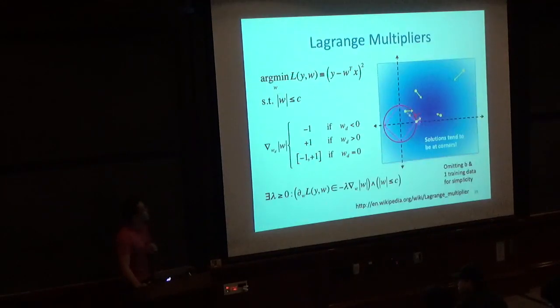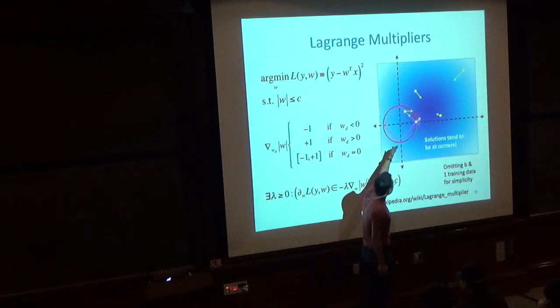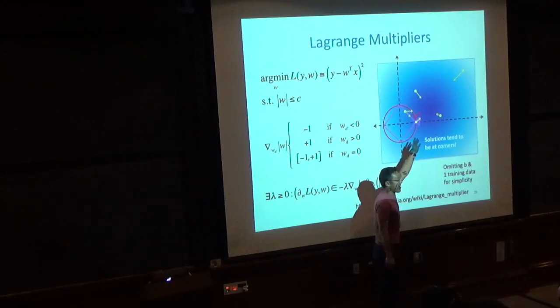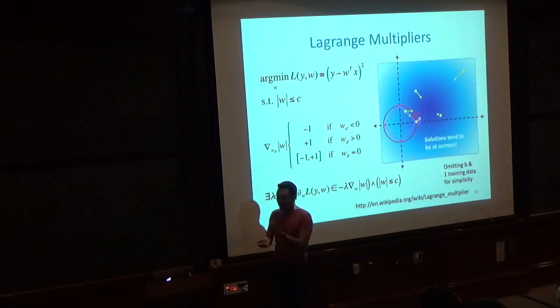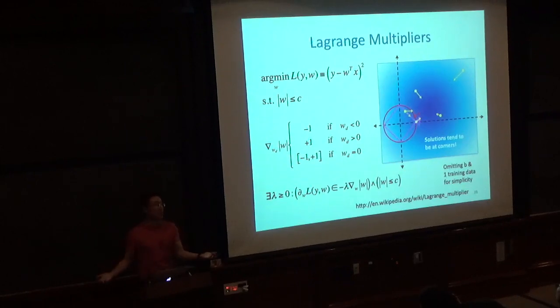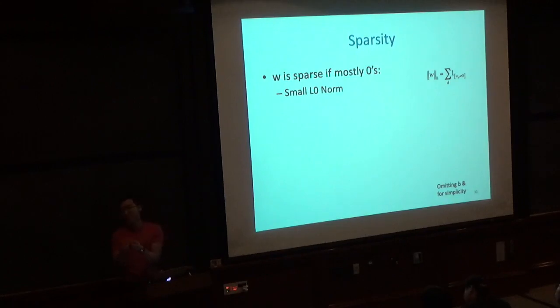Because of the fact that it's much easier for the loss function gradient to match the subgradient at the corners, because there's an infinite number, the solutions tend to be at corners. And what that means is that the W you get out of the optimization problem tends to be sparse, with many zero entries. That is the biggest reason why people use L1.